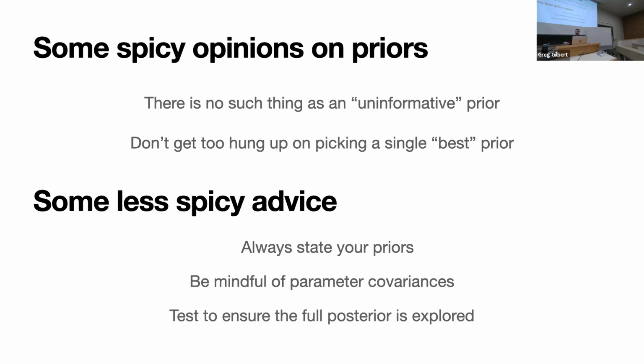But advice is the same as always. Try a bunch of different reasonable priors. You should get the same answer always, right? And then, of course, watch out there for those covariances. Make sure you've accounted for any transformation coordinates, and run tests to make sure the posterior is explored. Questions on this before we move on to how do we actually test for convergence?